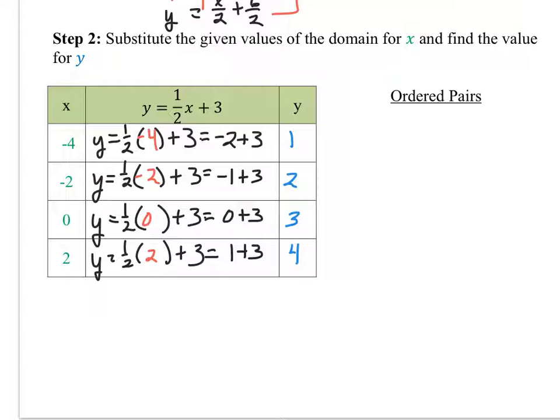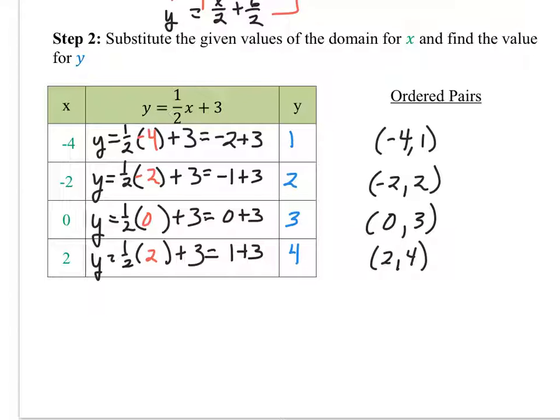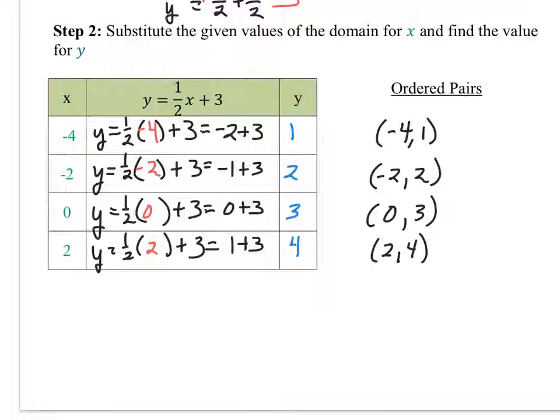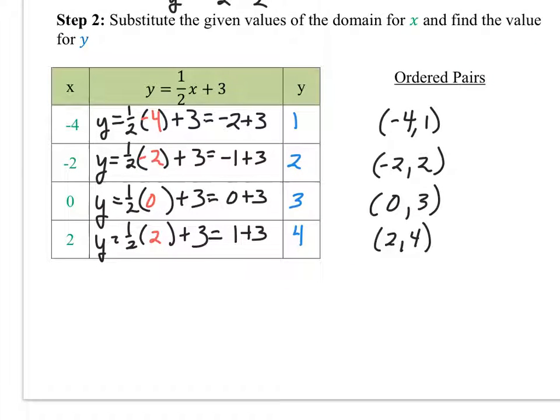So the ordered pairs that we get is the x value combined with the y value. So the ordered pair always has parentheses. So we've got (-4, 1), (-2, 2), (0, 3), and (2, 4). So these are our inputs and these are their outputs. And then now we can go ahead and plot or graph those ordered pairs. So we're going to go on to the next slide to do that.